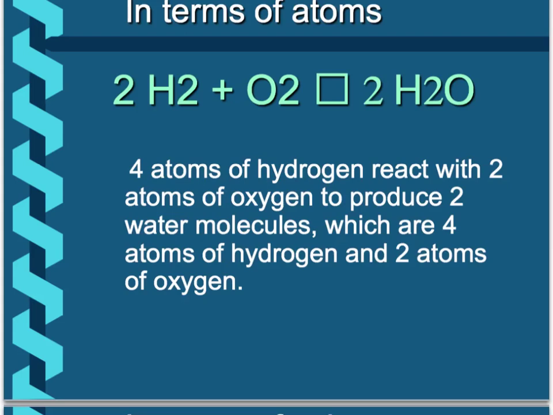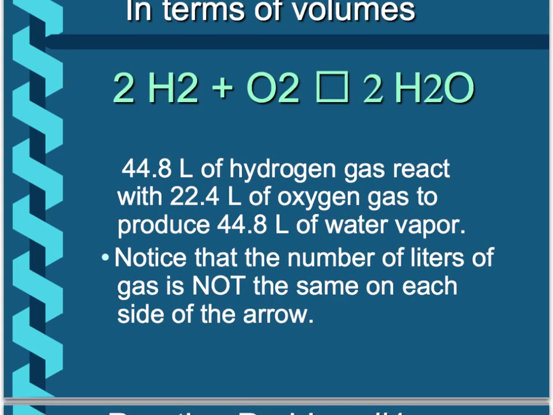Another way to talk about this is in terms of atoms. So we might read this equation: 4 atoms of hydrogen react with 2 atoms of oxygen to produce 2 water molecules, which are 4 atoms of hydrogen and 2 atoms of oxygen. And another way that seems a little unusual, but we're definitely going to use this in stoichiometry, is talking about this in terms of volumes.